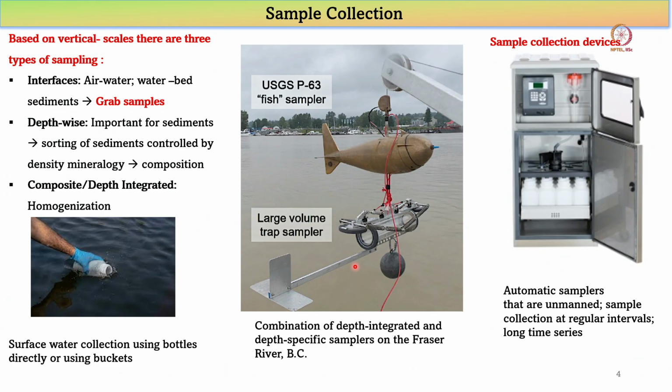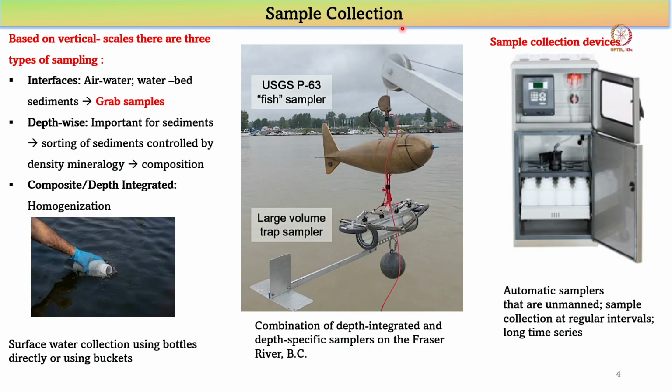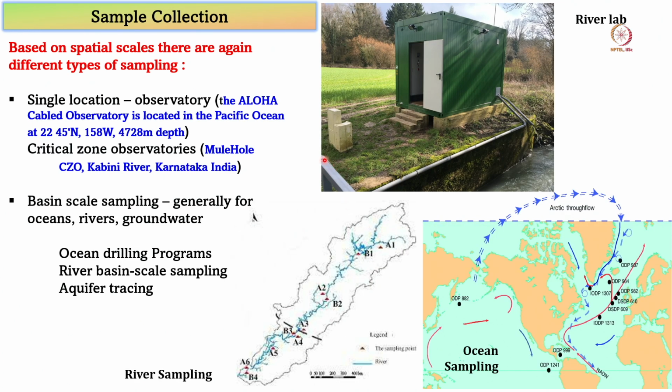Now what about if there is an unmanned station? So as I have shown you in the previous slide, there are certain critical zone observatories. Now in critical zone observatories, something like this is created, and this is called a river lab. What is it? It is an extremely sophisticated enclosure, where you have some automated systems like this that will collect the water, as you can see here. So there will be a pump kind of system which will be collecting the water.